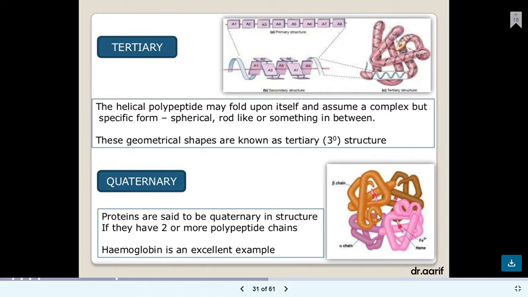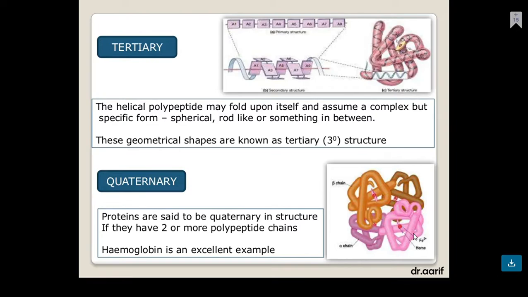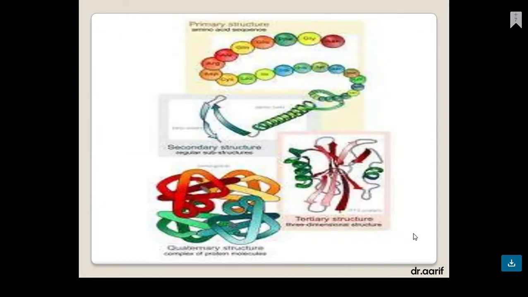The best example is hemoglobin, which has the heme group here, linked with iron atoms. So this is the structure of the protein. Amino acids give you the primary, the linear structure, which folds again into the secondary, another folding into a complex structure gives the tertiary, and again folding with two alpha and two beta chains linked together gives sides, which you call quaternary.